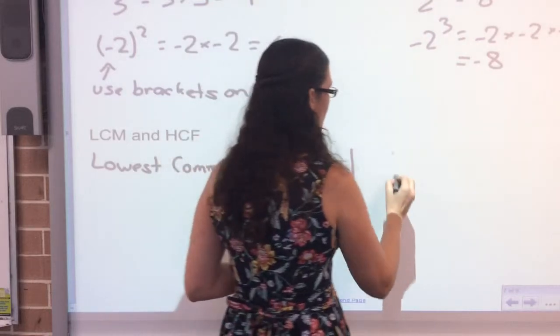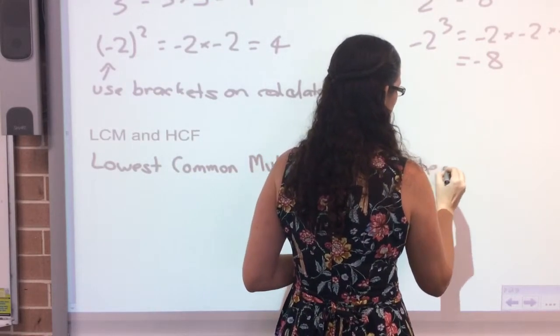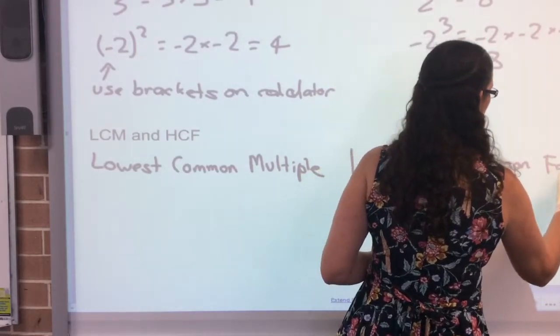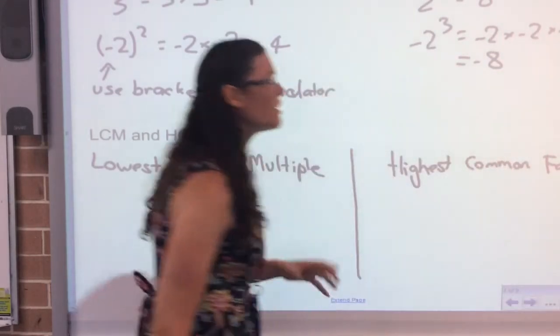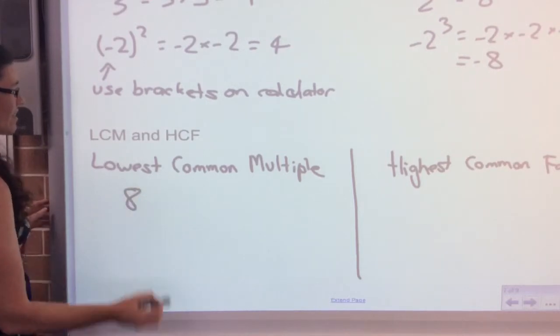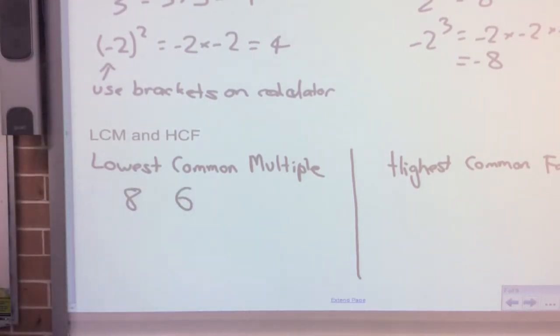And highest common factor. Okay, these two get confused sometimes, so be careful. Lowest common multiple. Okay, so if I just pick two numbers, let's say I've got 8 and 6. I need to find the lowest common multiple of 8 and 6. What does that mean? What is a multiple?